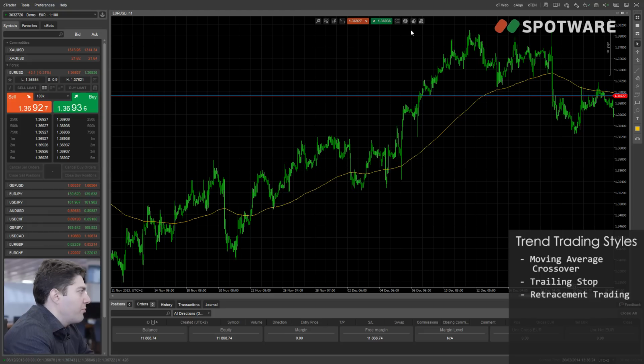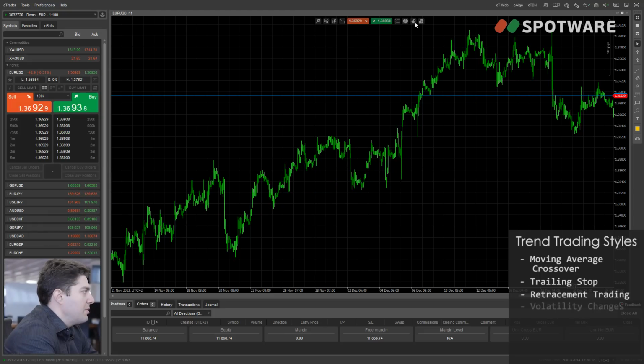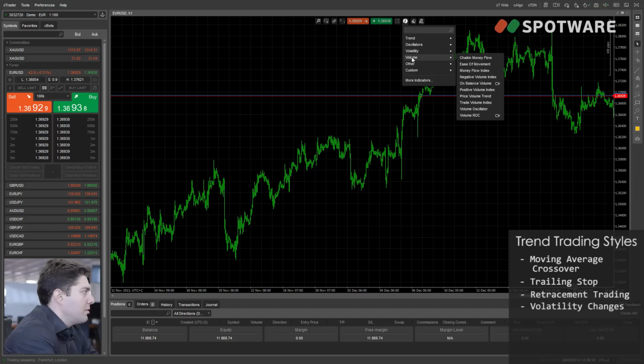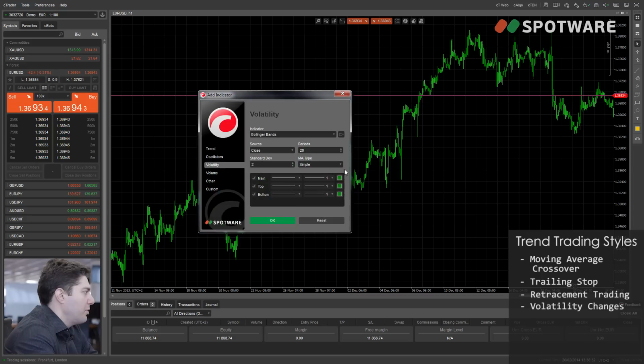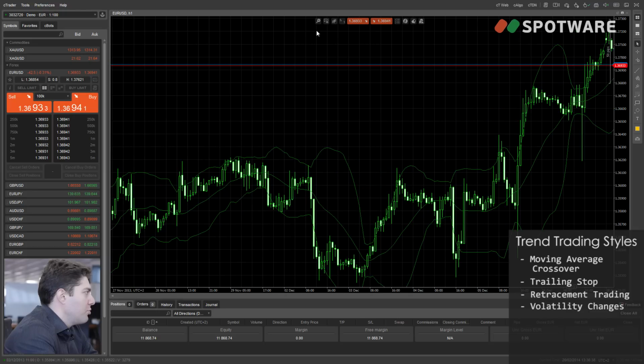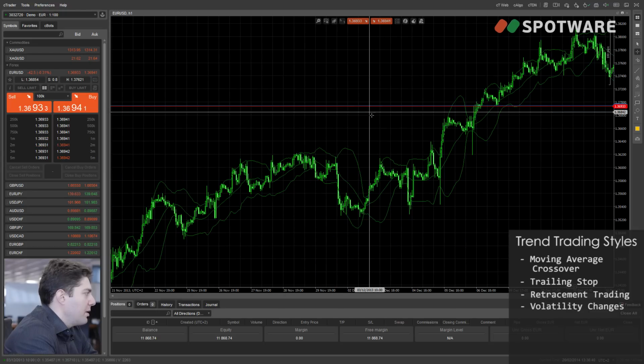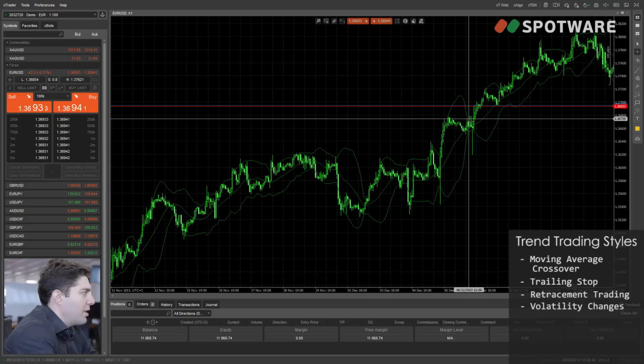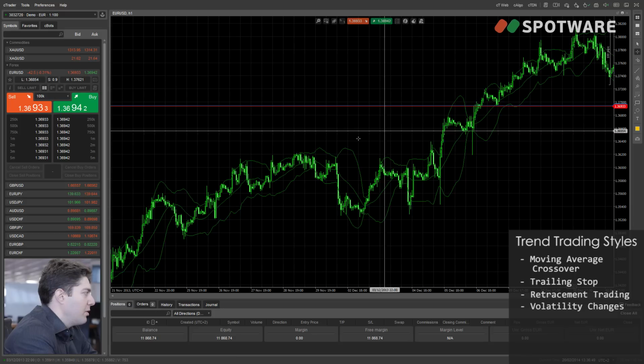And another way of trading trends is using the changes in volatility. So let's take a volatility indicator here. Let's put Bollinger Bands, and let's zoom in. When we have a trend, usually we have low volatility periods, which are followed by high volatility periods where the trend is developing.